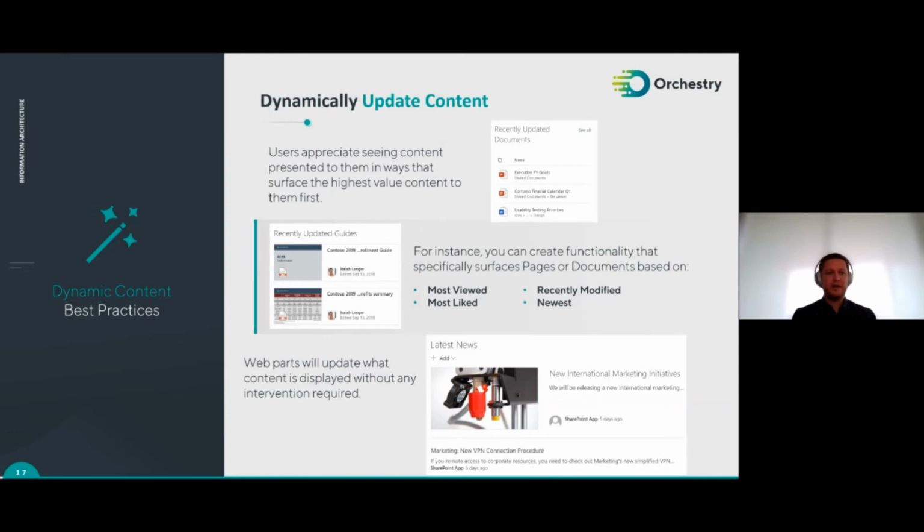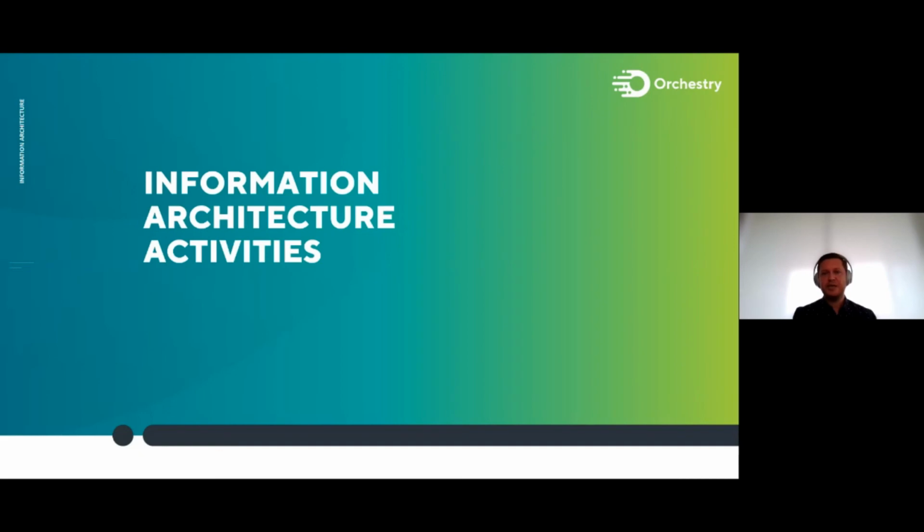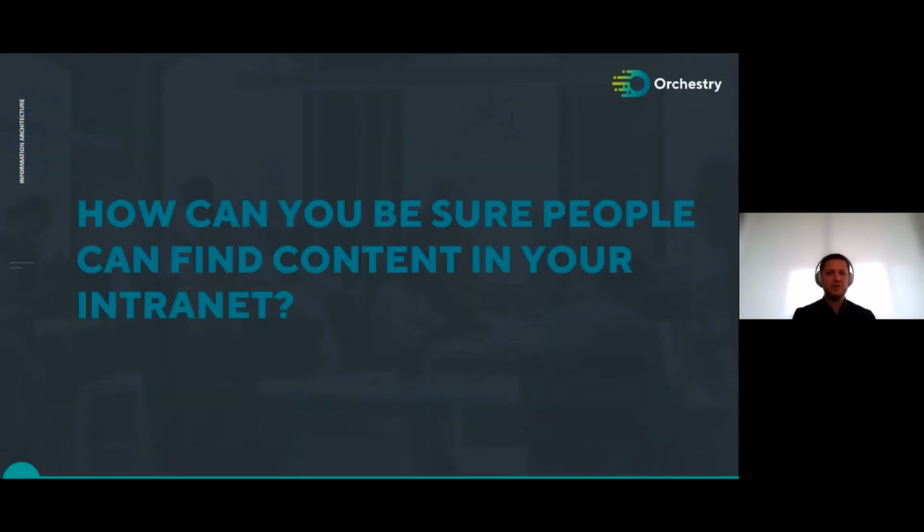So we've gone through that, and I've gone through a little bit quickly because we started a little bit late. But the next is in terms of information architecture activities. So this all sounds good, but the biggest question that you should be asking when you're doing any information architecture exercise is this one. So how can we be sure that people can actually find the content that they need on your intranet?